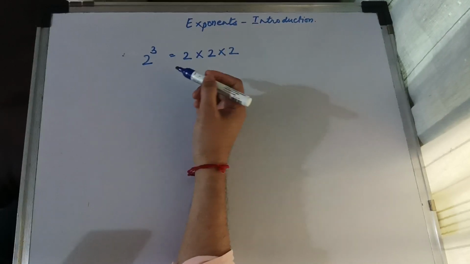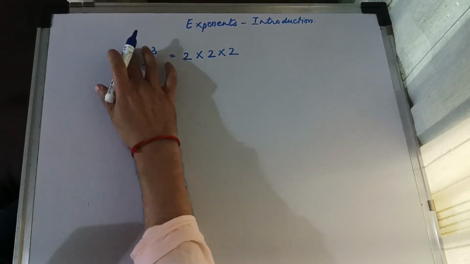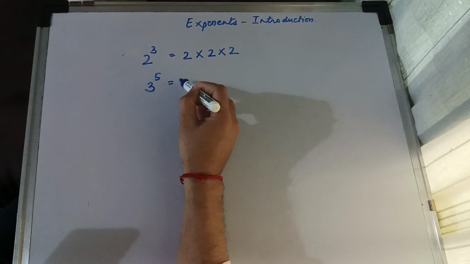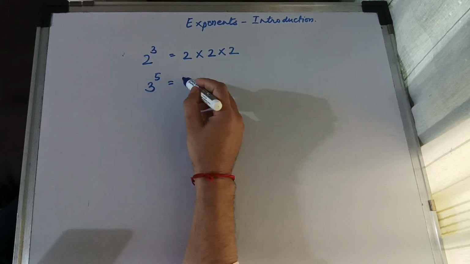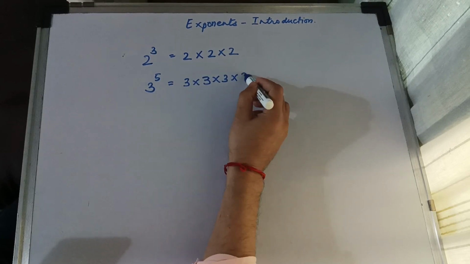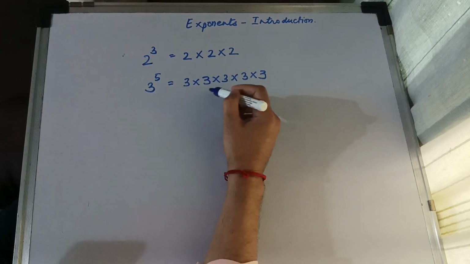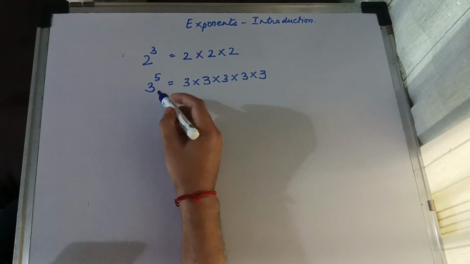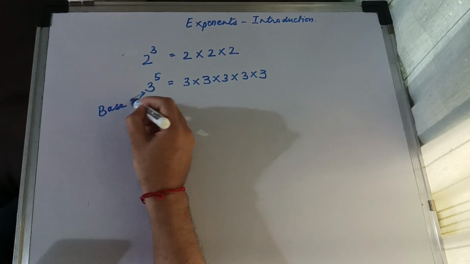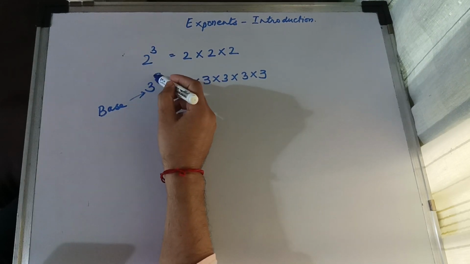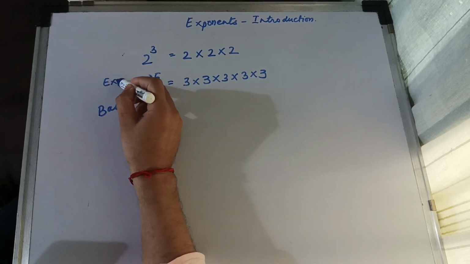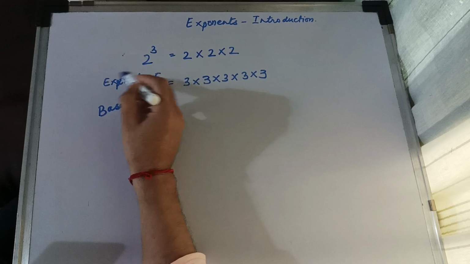Okay. If we have 3 to the power of 5, it is 3 is getting multiplied 5 times, like this, 5 times. Here this 3 is called the base, and the number written above this 3, which is 5, is called as the exponent or index.